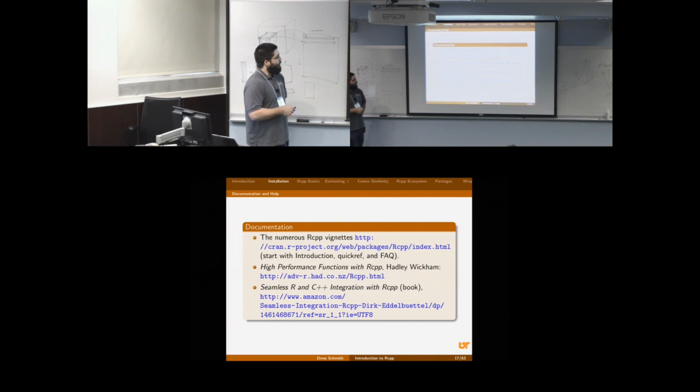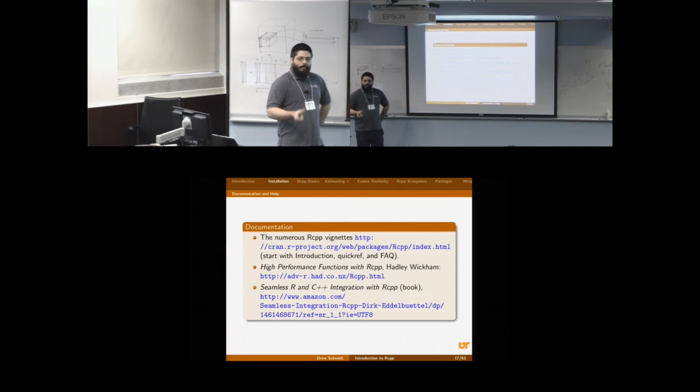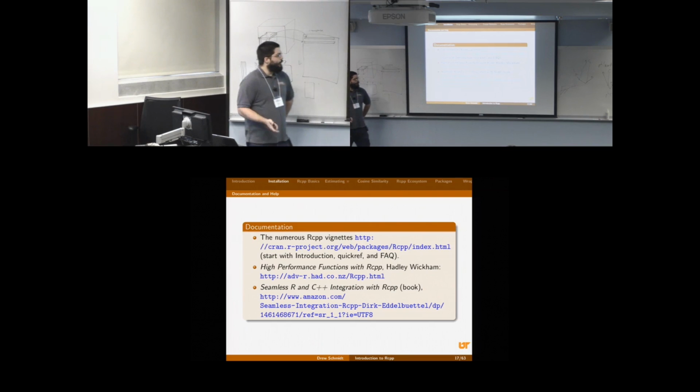Dirk actually wrote a book. It is one of those Springer Use R books. So I downloaded it for free through the library. I took a look at it, and it looks pretty good, but I don't know that I would spend like $60 on it. But it doesn't look too bad.